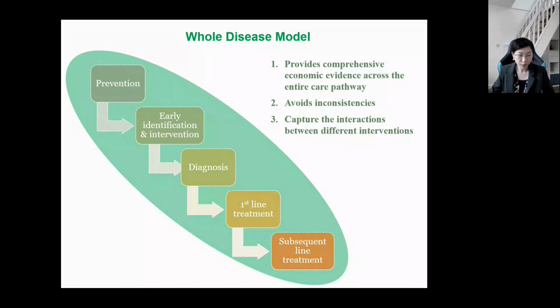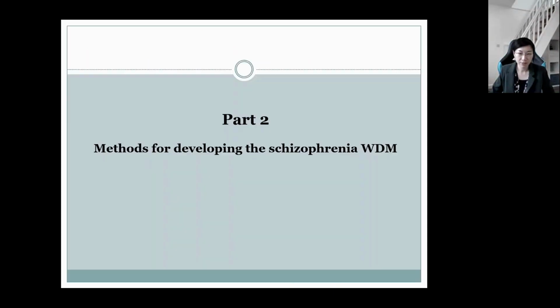So the methodological framework paper that I just showed you was developed for cancer, but I think that framework can be adapted to mental health problems as well. So that's why I'd be interested in developing a whole disease model for schizophrenia service in the UK. So that's my motivation. Now I'm going to move on to the second part, which is about the methods for developing the schizophrenia whole disease model.